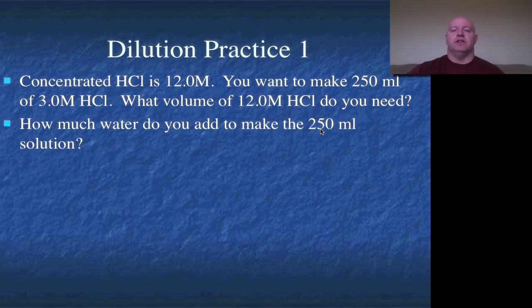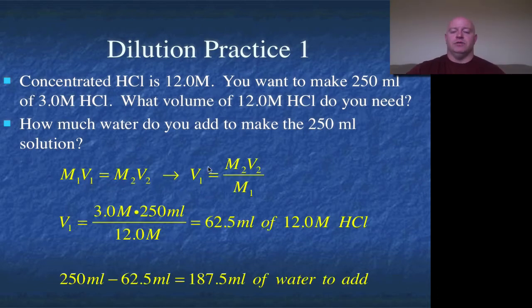Okay, let's take a look at the answer key now. We rearrange our equation, solving for V1. We have our concentration times the volume of the dilute divided by the concentration of your stock solution, and we get 62.5 milliliters of your stock solution. Now that's only half the story. The other half is, if you have 62.5 milliliters of the concentrated, how do we get to 250? The total of this plus the water has to equal 250. So how do we solve for how much water we use? It's just a subtraction. Take the total you want minus how much stock solution you're going to put in, and that will tell you how much water to add.